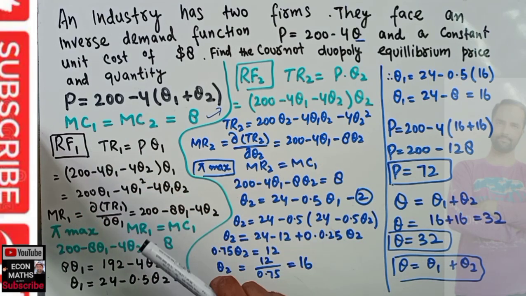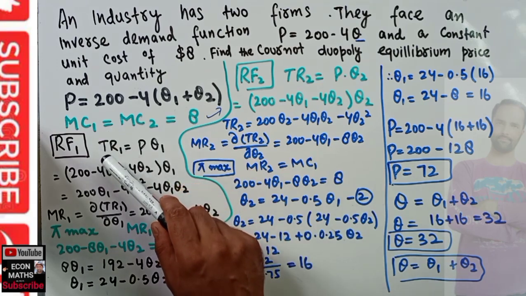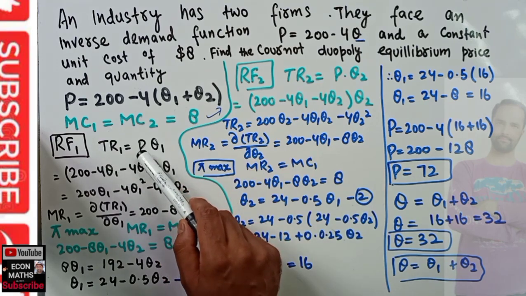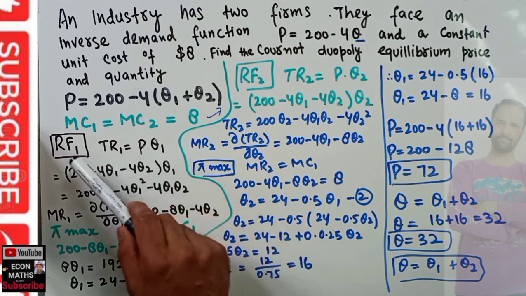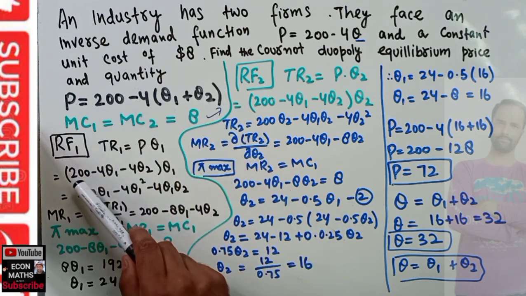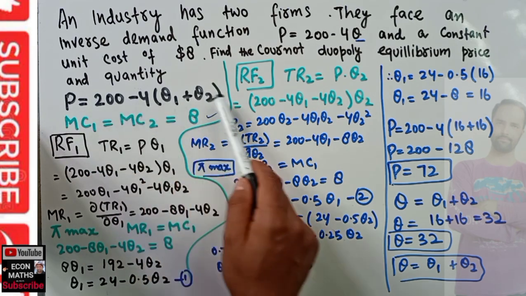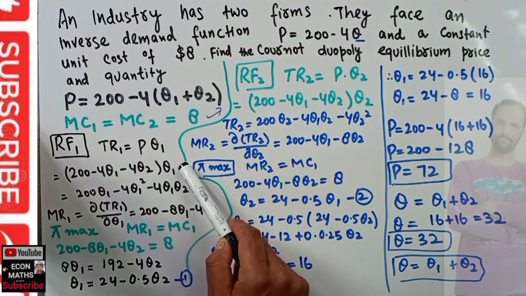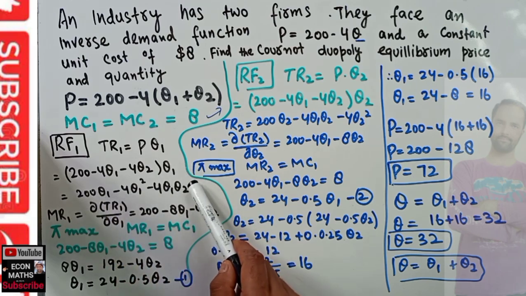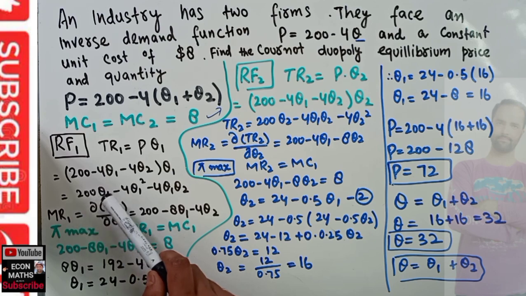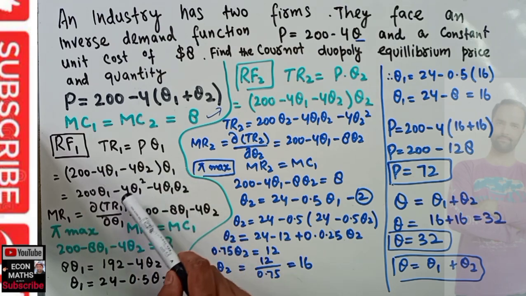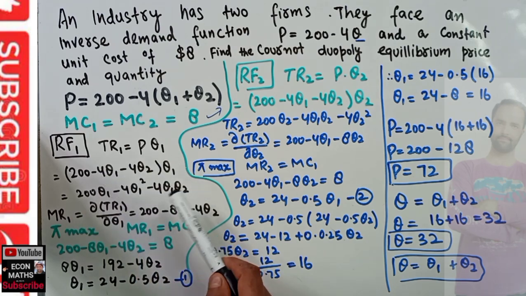To find the reaction function, first we need to find the total revenue function of firm 1, which is equal to price into output produced by firm 1. This is our price function, 200 minus 4Q1 minus 4Q2, to which we multiply Q1. That is our total revenue function: 200Q1 minus 4Q1 square minus 4Q1Q2.